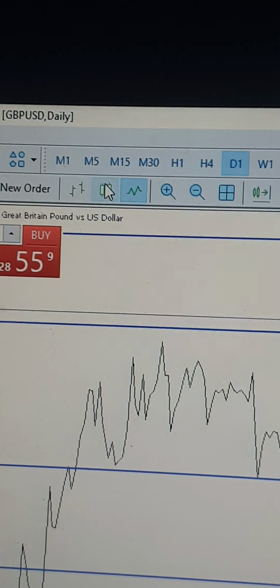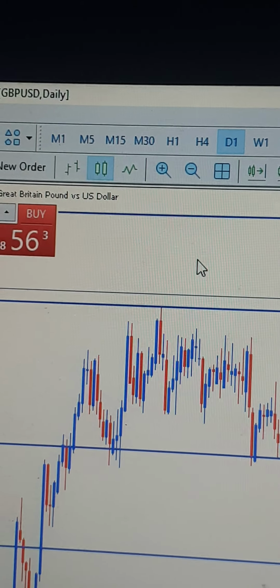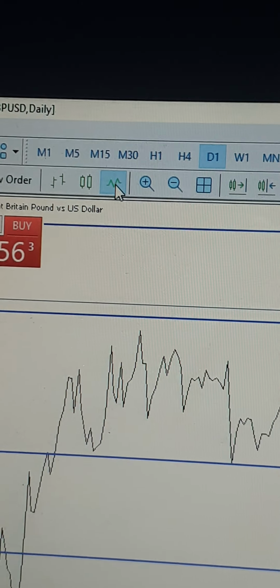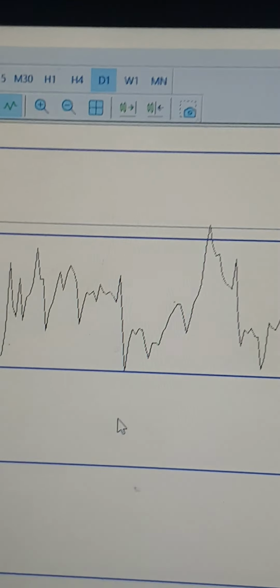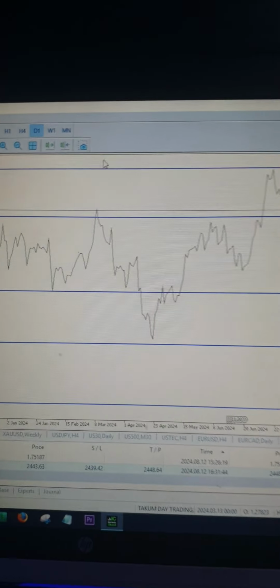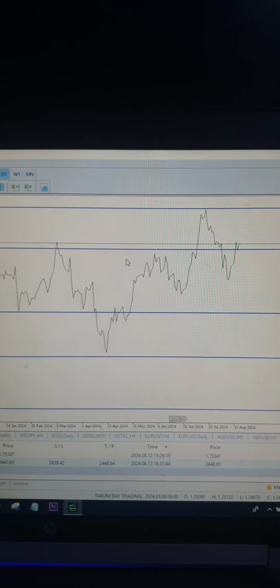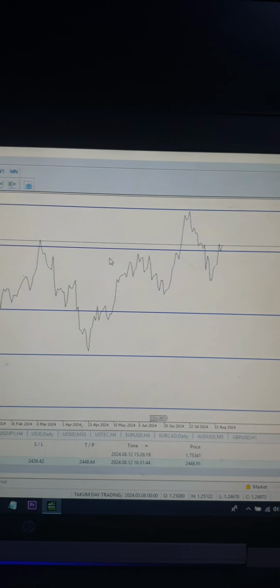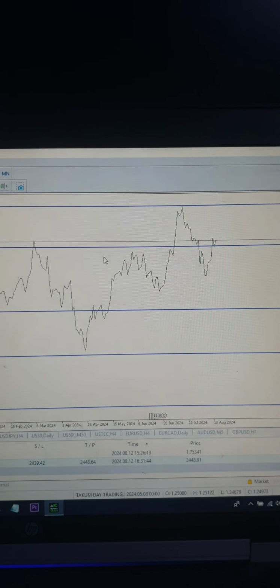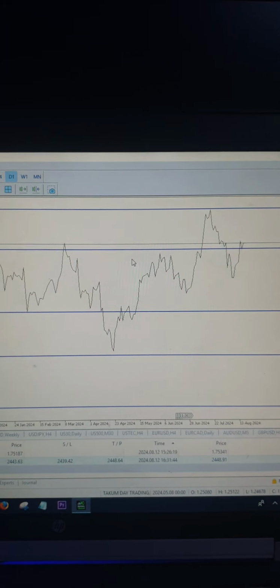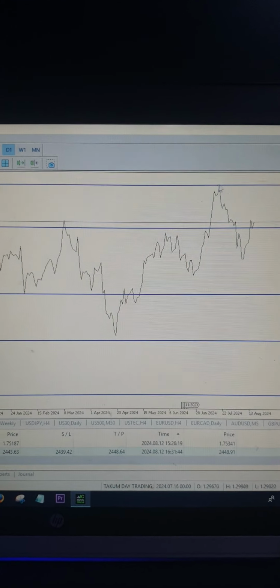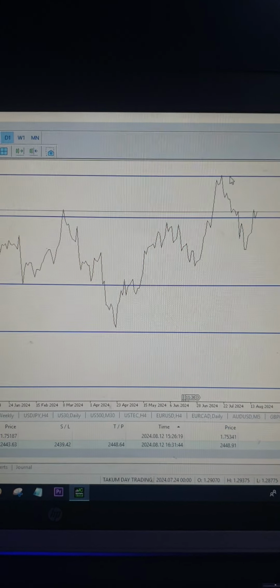These are the candlesticks. I can go back to candlestick. You see there are candlesticks. If I want to go to line chart, I click line chart, it becomes line chart. You can still use line charts, which is very good and effective, and I prefer to use the line chart to do my support and resistance levels or zones. So when you see line charts, I'll just try to adjust.